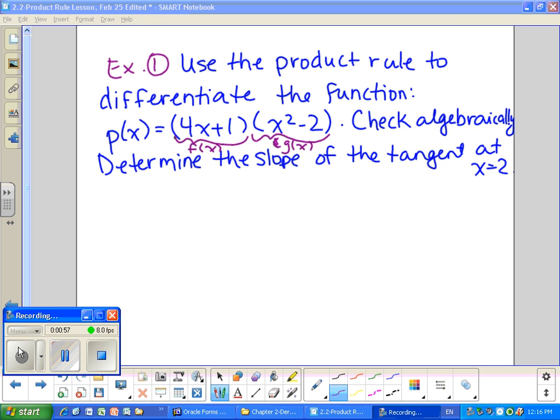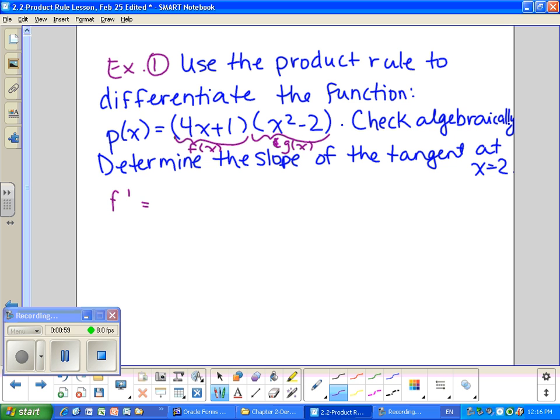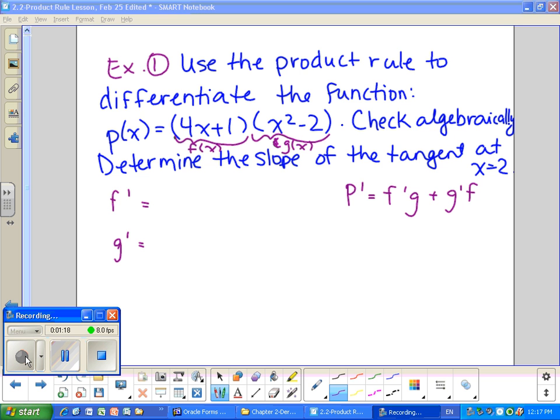So then I like to see, okay, what's my f prime and what's my g prime? Because our formula is our polynomial prime will be f prime times g plus g prime times f. Well, we have g and we have f. We just need the primes of them. So what would f prime be? So it will be 4. What about g prime? 2x. Good.